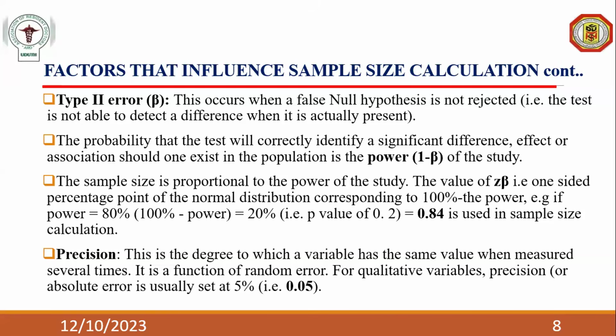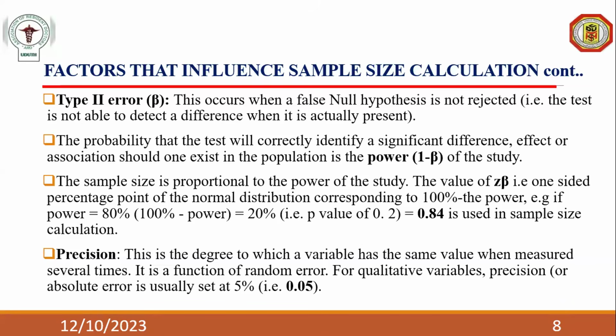So if we are using a p-value of 0.2, then our power will be equal to 0.84. So in most studies, we are using 0.84 as our beta. That beta is due to the fact that we are using 80% power. If we are using 90% power, it means our beta will change from 0.84 to another value. So that is the effect. That is where type 2 error affects sample size calculation.